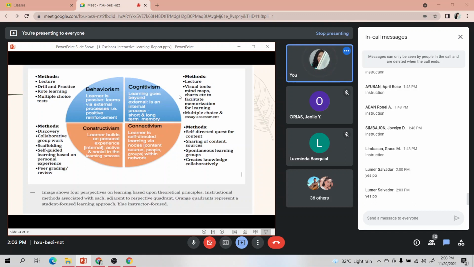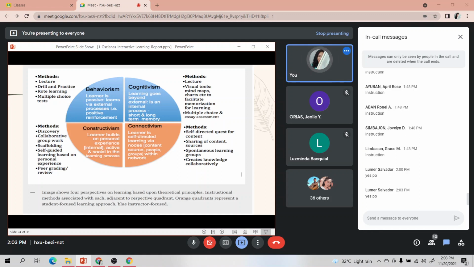Okay, next. So this part here, the image shows 4 perspectives on learning based upon theoretical principles. So we have behaviorism, cognitivism, constructivism, and connectivism. So these are instructional methods associated with each other. And the orange quadrants, the lower part, represents the student-focused or student-centered approach, while the blue one on the upper part, the behaviorism and cognitivism, is the instructor focus.